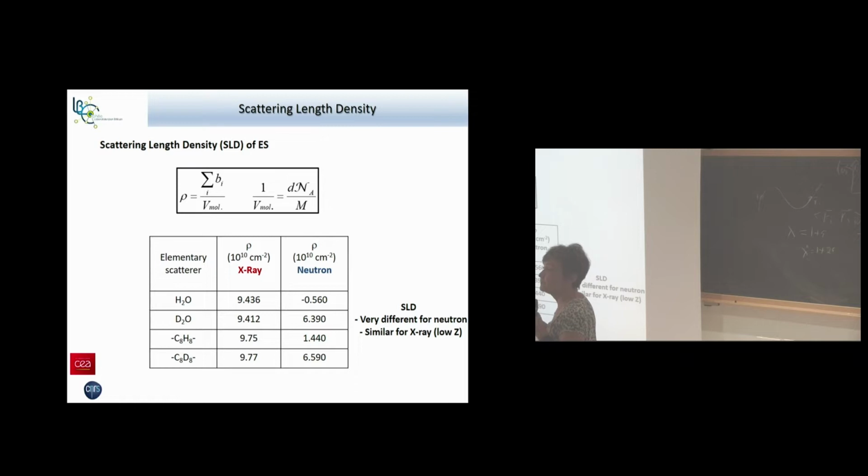Sorry, yeah. Why is the scattering elastic?